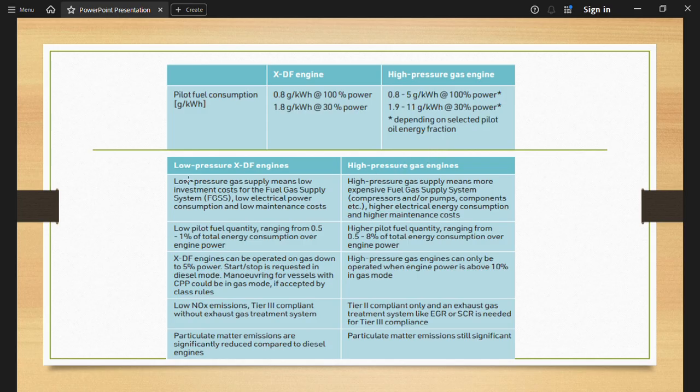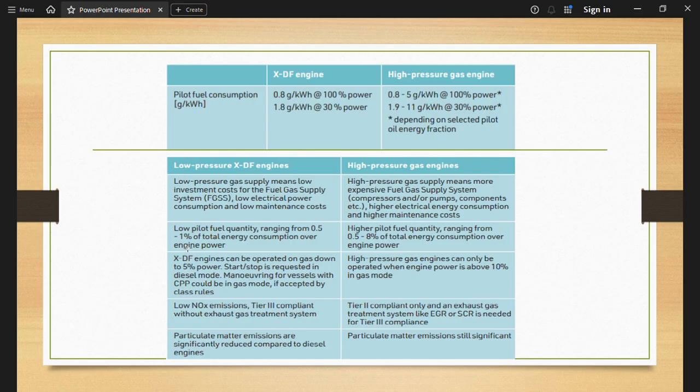Now when we speak about low pressure XDF engine, you know this XDF nomenclature is by WinGD, which was previously known as Wärtsilä. Low pressure gas supply means low investment cost for fuel gas supply system, low electric power consumption, and low maintenance cost. Here, high pressure gas engine, high pressure gas supply means more expensive fuel gas supply system, compressors and or pumps component etc., higher electrical energy consumption and higher maintenance cost.